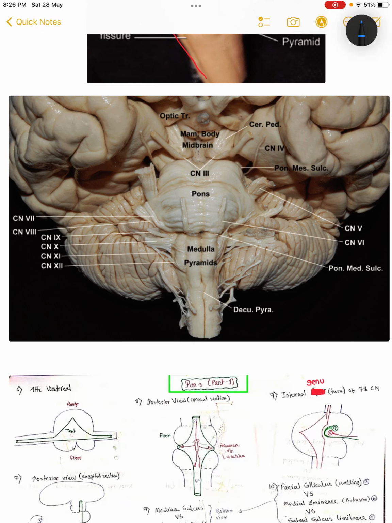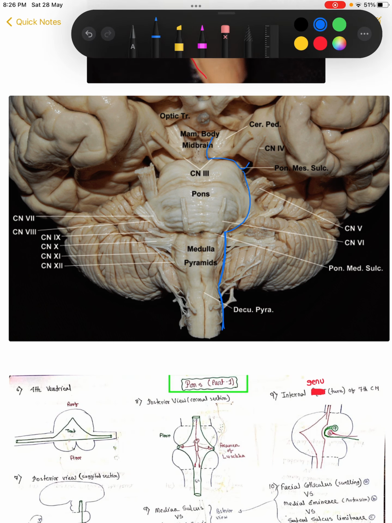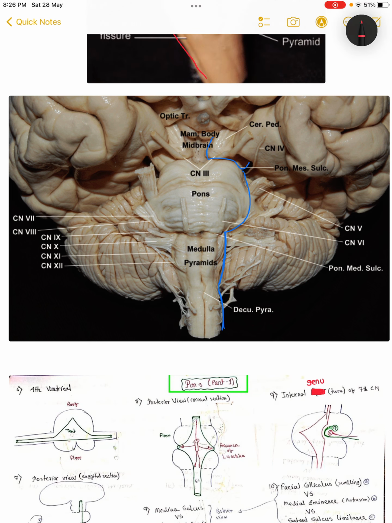So here we are going to focus on the origin of the cranial nerves. Let's arrange ourselves. This is our cerebral peduncle. This is our pons. This is our medulla oblongata, and from here we get our spinal cord. Now see, when we are arranged, this is our oculomotor nerve coming from the interpeduncular fossa, medially.